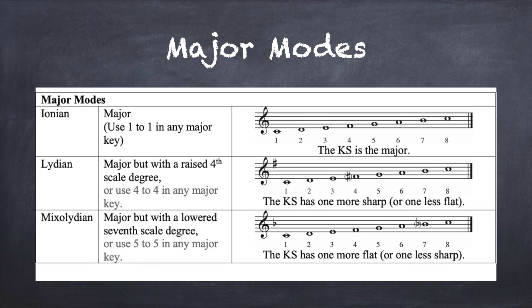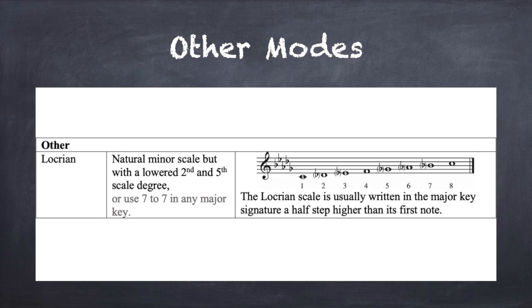Mixolydian is major but with a lowered seventh scale degree, or you can run 5 to 5 in any major key signature. The Mixolydian key signature has one more flat, or one less sharp, than the major key signature. Finally, Locrian is a natural minor scale but with a lowered second and a lowered fifth scale degree, or you can run 7 to 7 in any major key. The Locrian scale is usually written in the major key signature a half step higher than its first note.